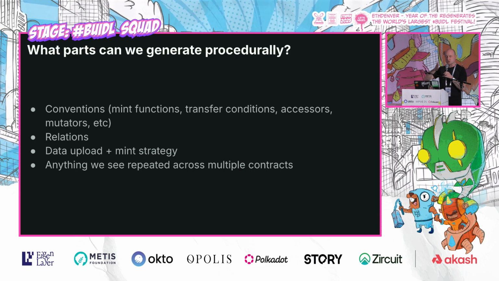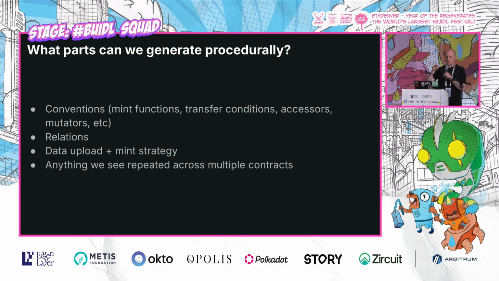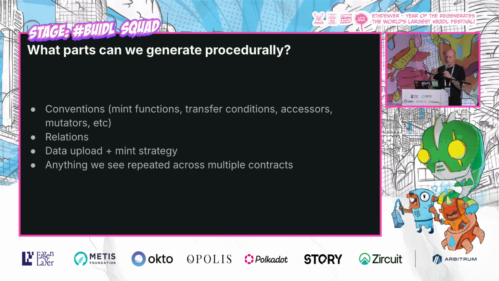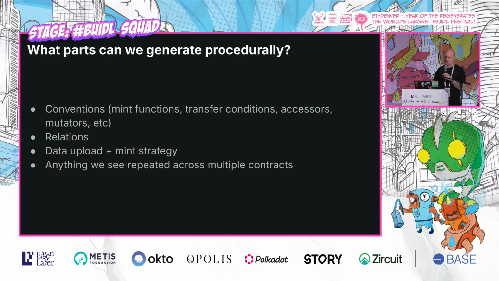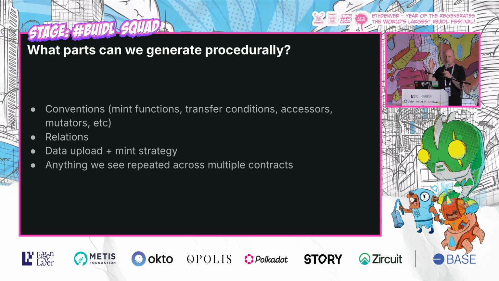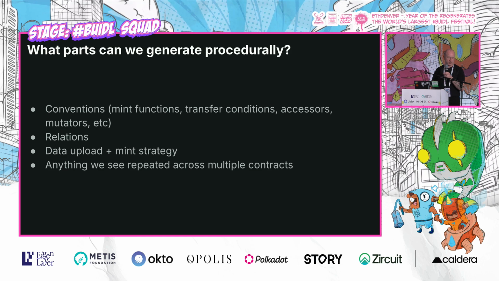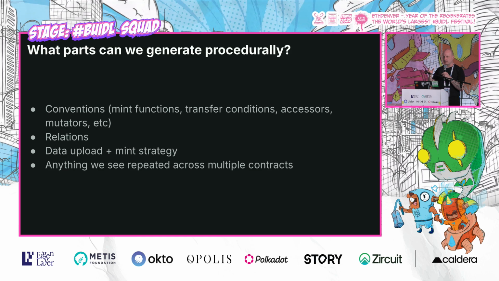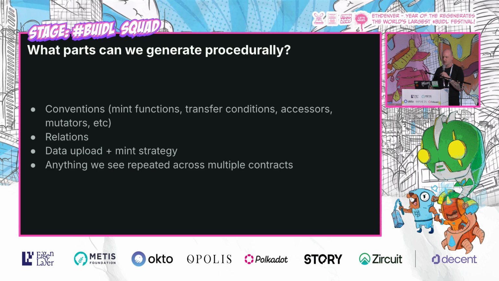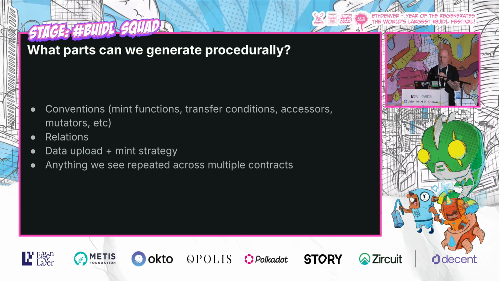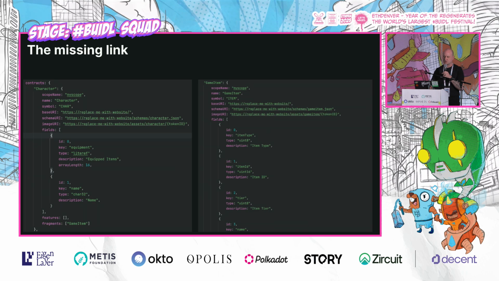Things that are going to be conventions across a group of contracts. Let's say you're going to have many contracts that are mintable. Well, the mint functions that you might want to have, the relations: if my contract is going to relate to this other contract, generating the code that enforces the relationship is great. Anything involving the mint strategy, so I can upload the same way to tons of different contracts I have. Just anything you see repeated across contracts is a good candidate for procedural.